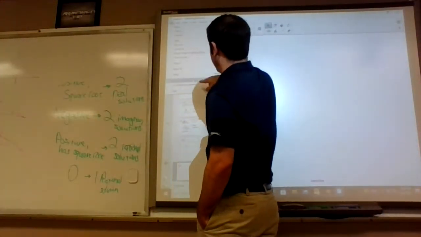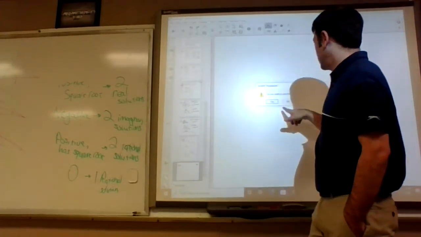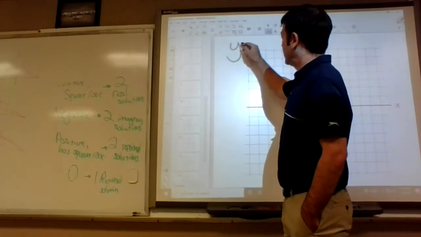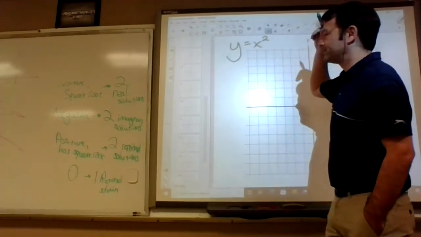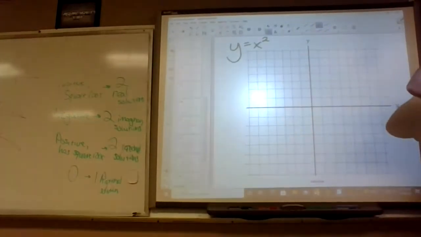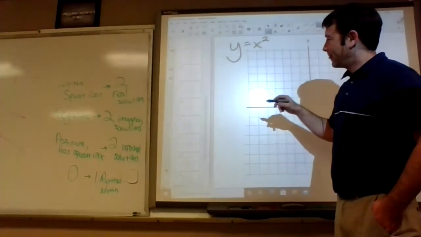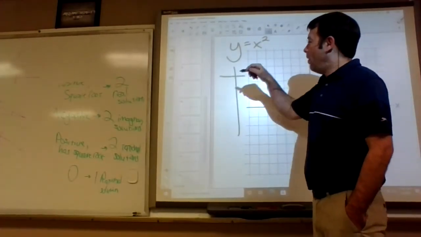Let's start with the graph of y equals x squared. Alright, you guys know what this graph's gonna look like? It's gonna look like this. Parabola? U. Wait, no, it's just gonna be a line. Okay, wait, I don't remember.